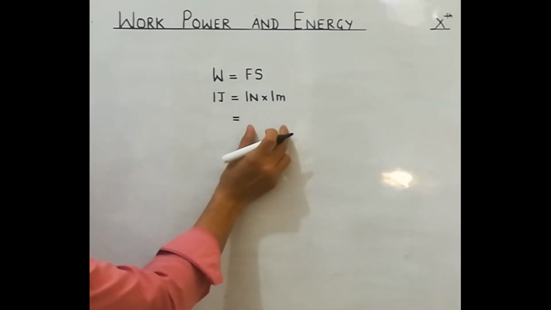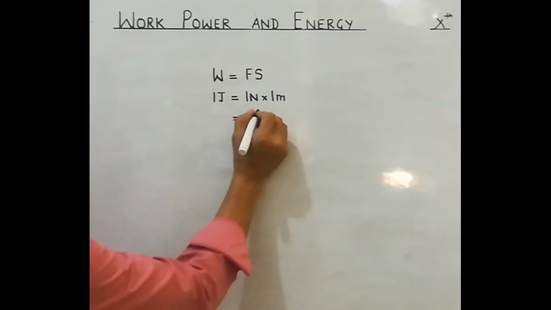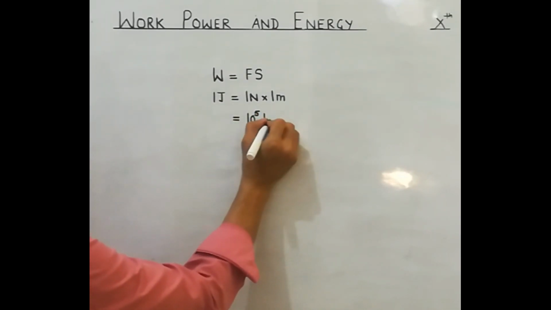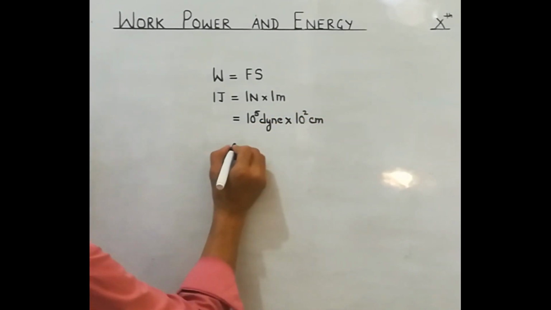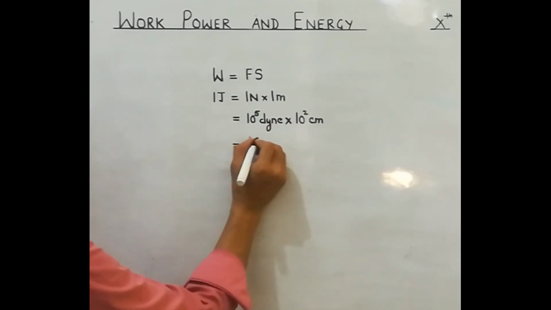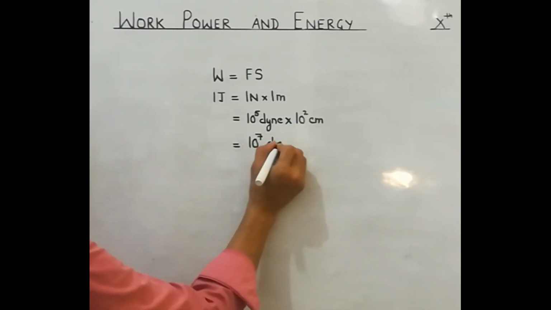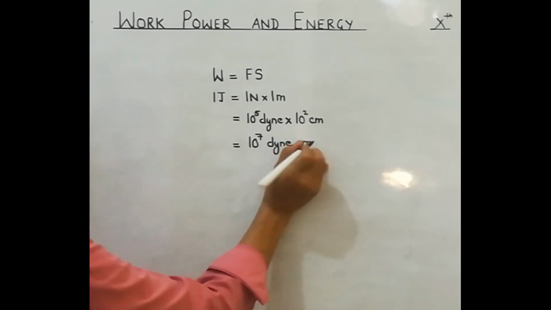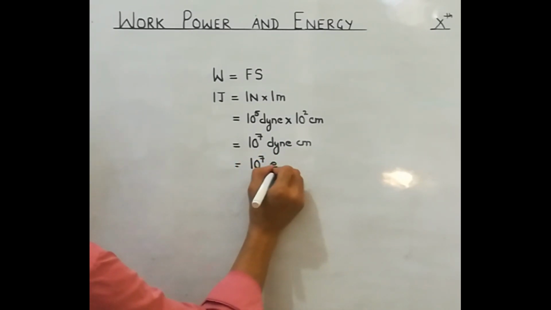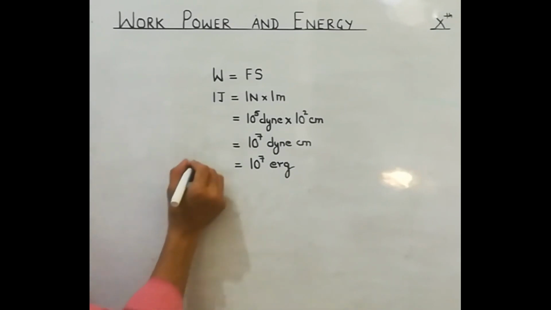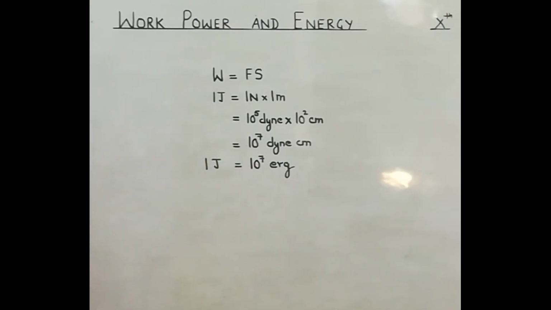Now converting this side into CGS, 1 Newton is 10 raised to the power of 5 dyne. 1 meter is 10 raised to the power of 2 centimeter. Multiplying these two, we get 10 raised to the power of 7. And this dyne centimeter is known as erg. So we have this relation that 1 joule is equal to 10 raised to the power of 7 erg. This is the relation between the SI unit and CGS unit of work.